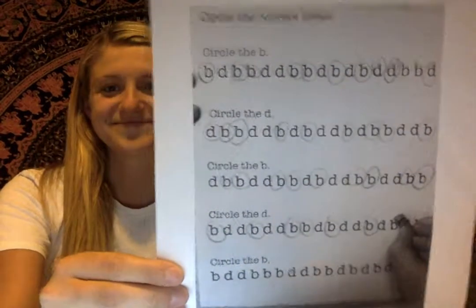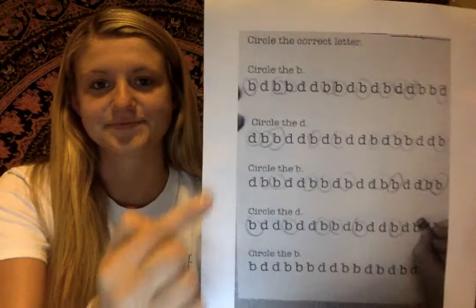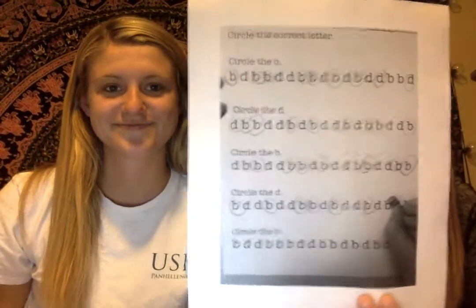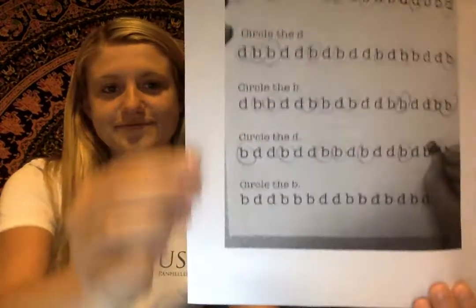To do this, we found a sheet online that lists B's and D's all mixed together. The student will then have to pick out the B's and the D's on each line. This pre-assessment will tell us if Melanie's flip-flop of B and D is a small mistake that she's making, or if she's actually just not able to tell the difference between the two.